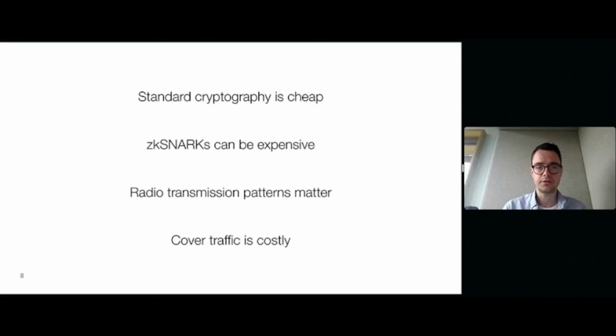And throughout the talk, I hope you take four things away. One is standard cryptography is cheap, so you don't need to worry about that at all. If we come to zero knowledge proofs, they can be really expensive. And communication is a big part of energy consumption as well. And their radio transmission patterns matter, so we have to think about those carefully. And cover traffic, as we would usually use in mix networks, can be really costly.